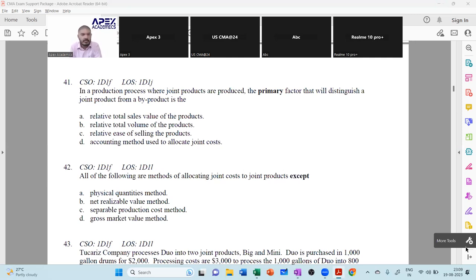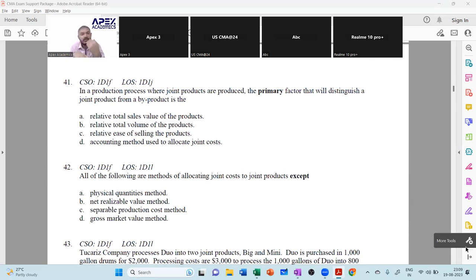Now, question number 41. In a production process where joint products are produced, the primary factor that will distinguish a joint product from the byproduct. What is the primary factor? Relative total sales value of the product, relative total volume, relative ease of the selling products, and accounting method used.